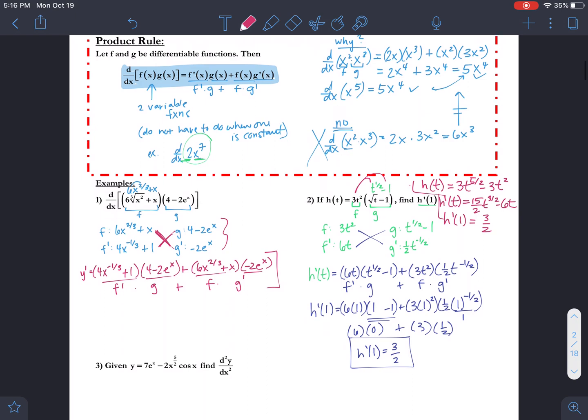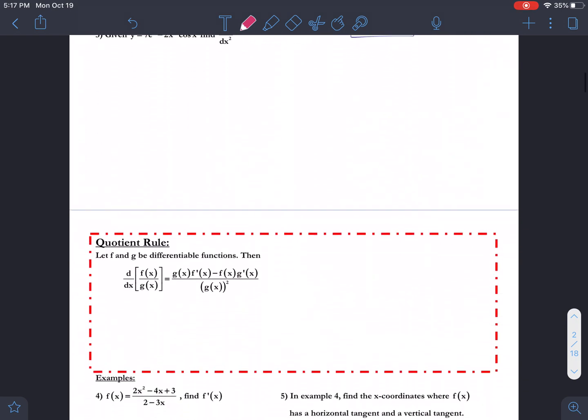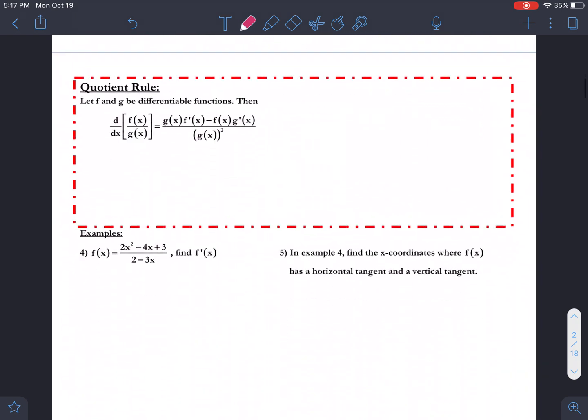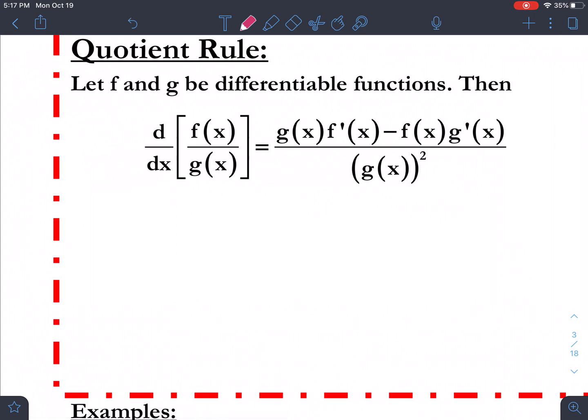Okay, so I'm going to skip on down here to our quotient rule. So quotient rule, maybe no surprise, is we are dividing two functions. So again, two variable functions.